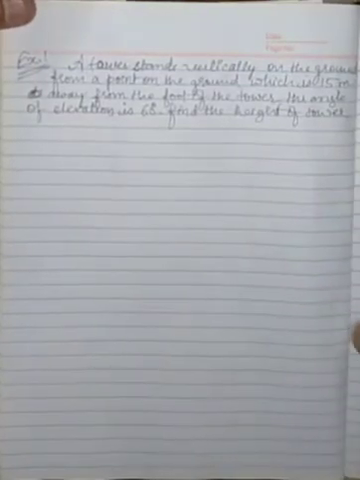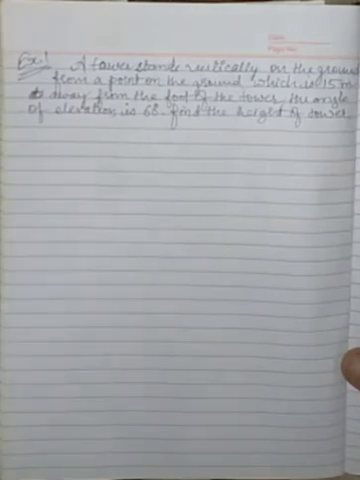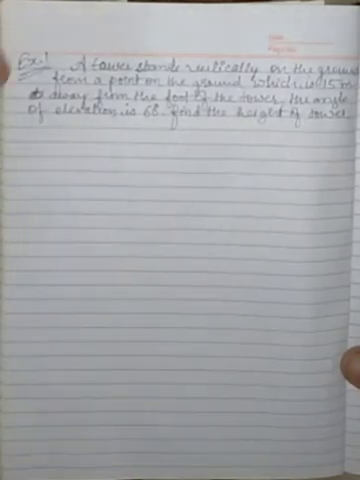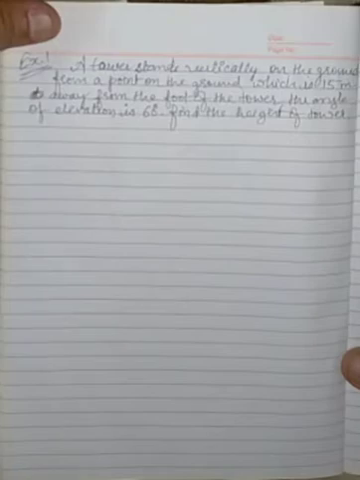In example 1, we are given that a tower stands vertically on the ground, from a point on the ground which is 15 meter away from the foot of the tower. The angle of elevation is 60 degree. Find the height of the tower.